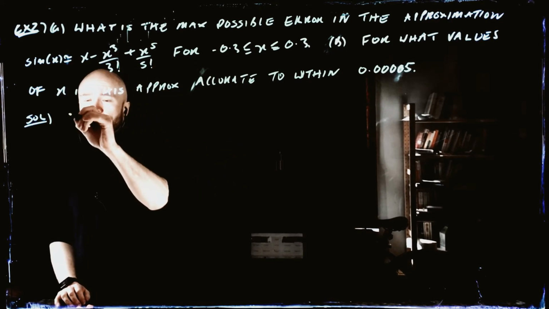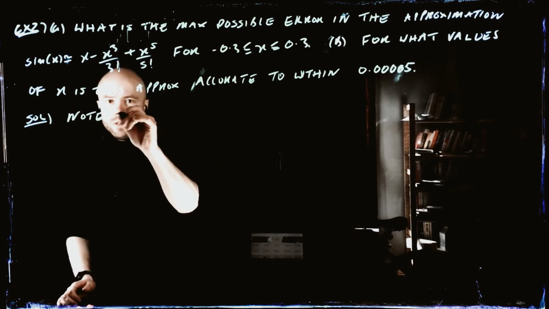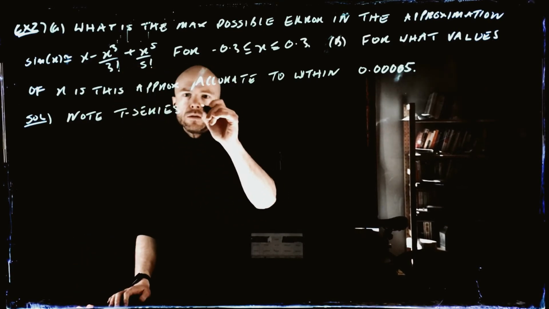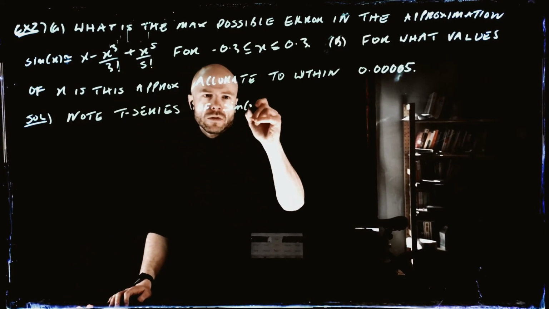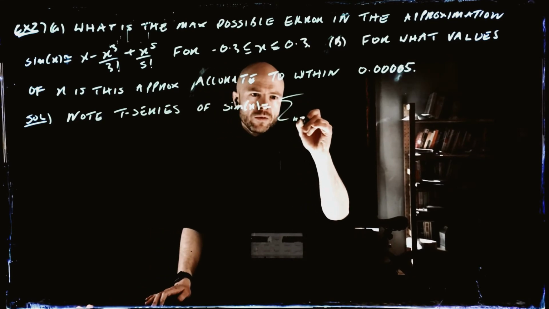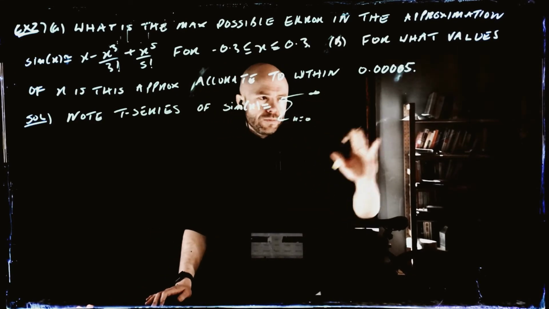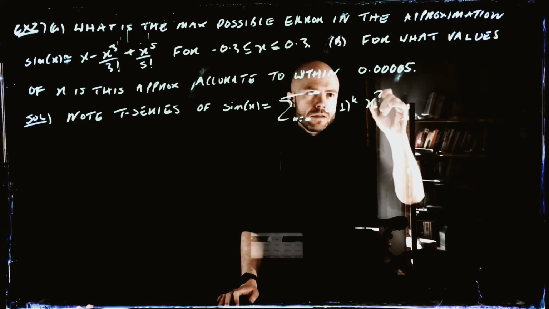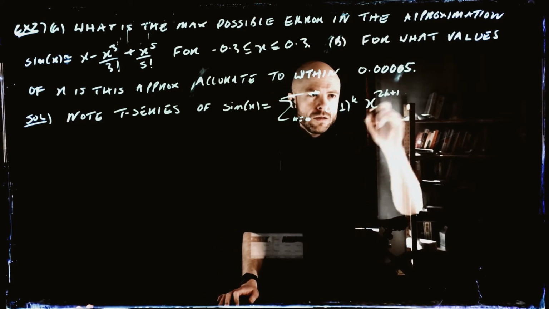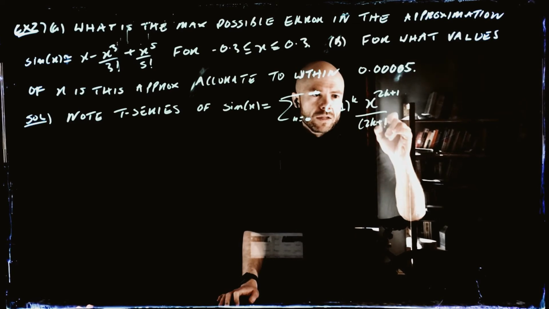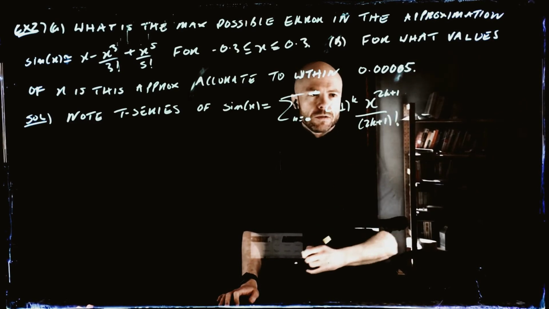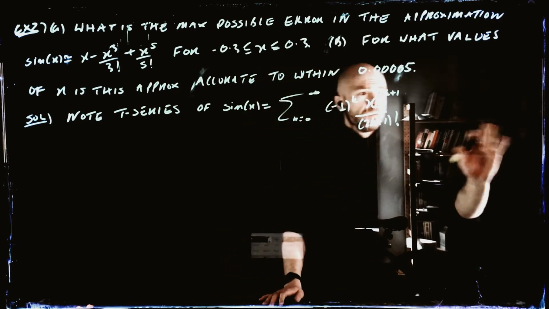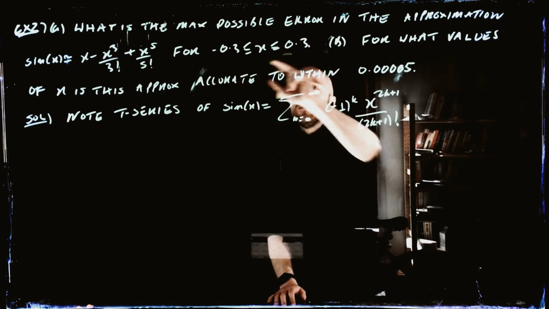So, note the Taylor series of sine, we did this on Friday, is this. It's the sum from k equals 0 to infinity of minus 1 to the k, x to the 2k plus 1 over 2k plus 1 factorial, right? This is what we learned. Yeah? And it's asking us to approximate this over this interval from minus 0.3 to 0.3.